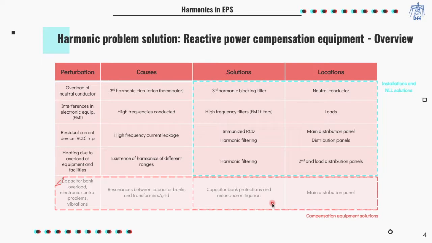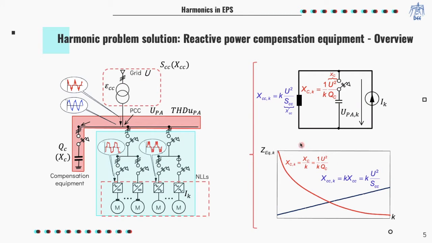An electrical installation with compensation equipment and nonlinear loads can be studied with the electrical circuit which follows, where we have a parallel set formed by the grid characterized by the short-circuit reactance, the capacitor bank, and the nonlinear load harmonic current source injecting harmonic currents. The frequency plot of the inductive and capacitive reactances of the grid and the capacitor bank is also shown below.